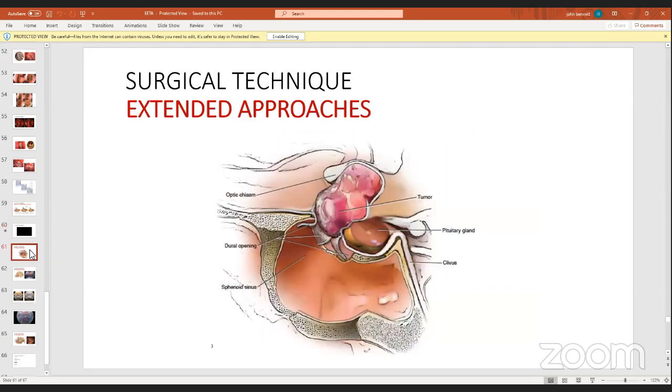So here I just want to show you a picture just to mention that we can use this approach to go for craniopharyngioma, to go for extended approach to those suprasellar lesions. Okay, next.